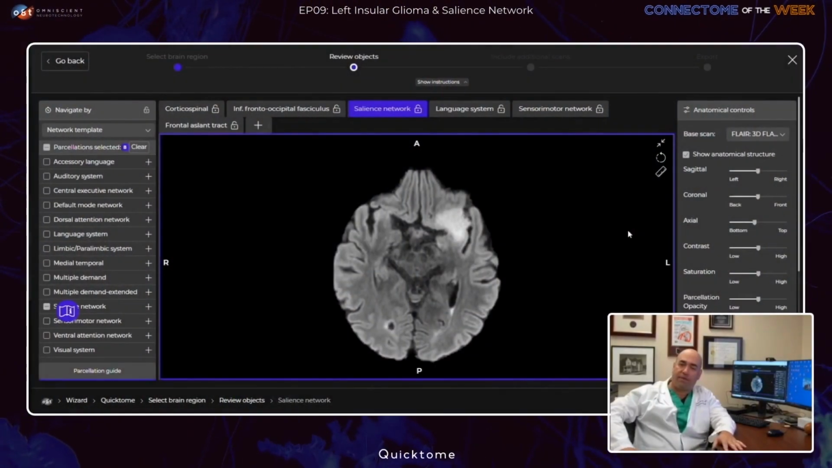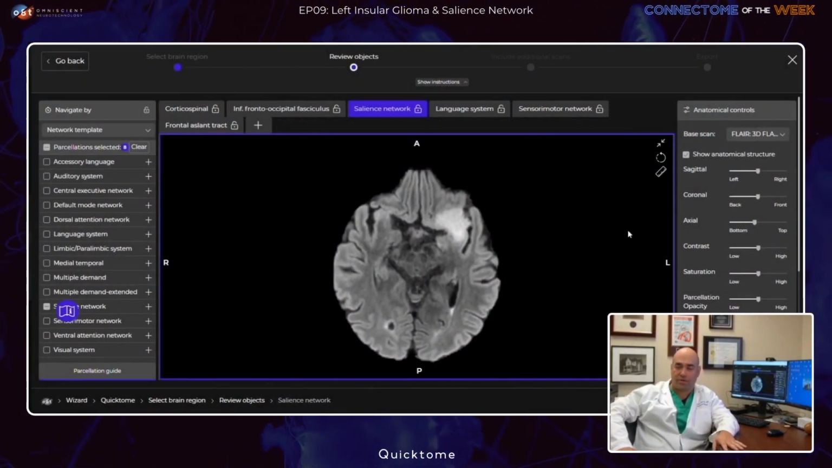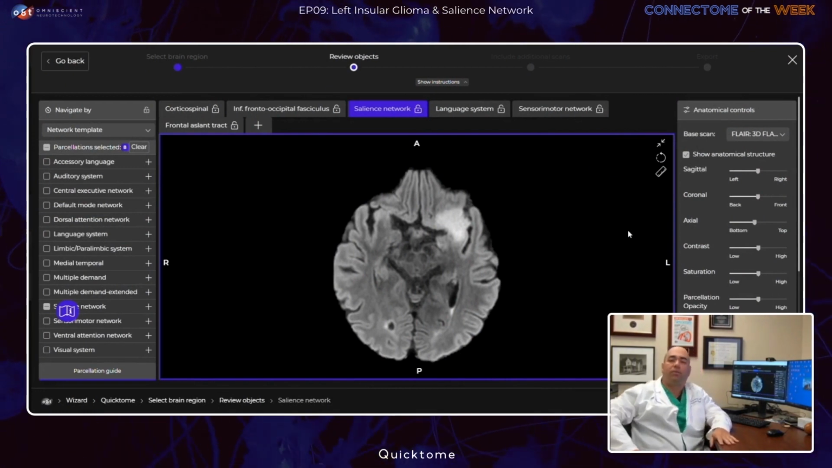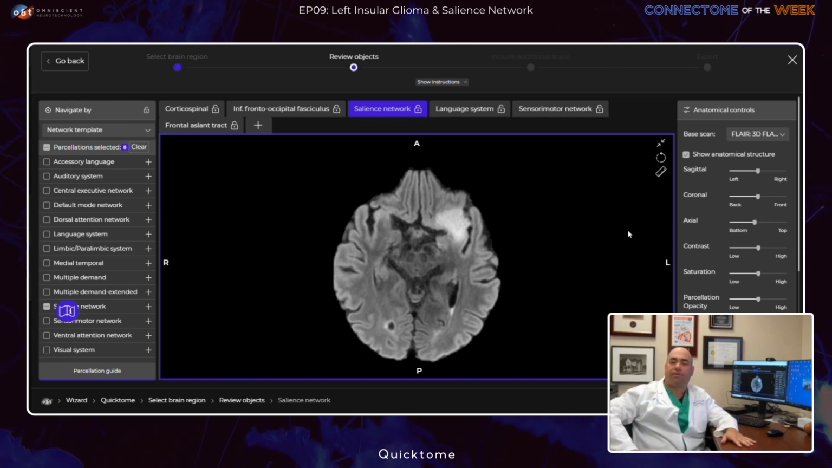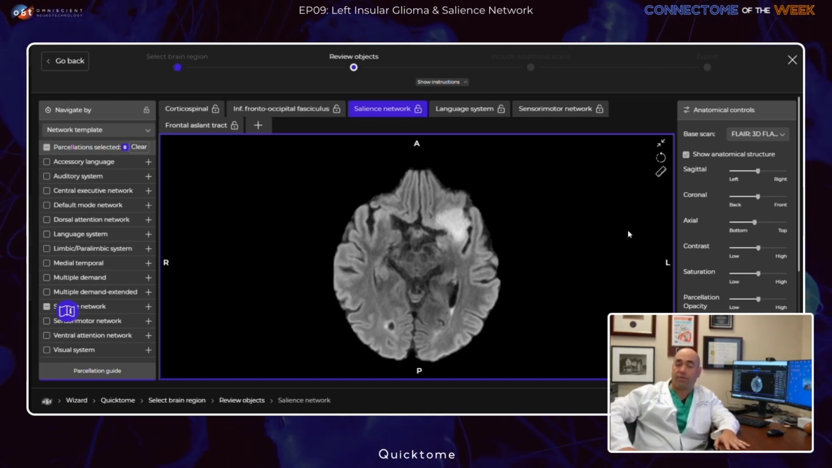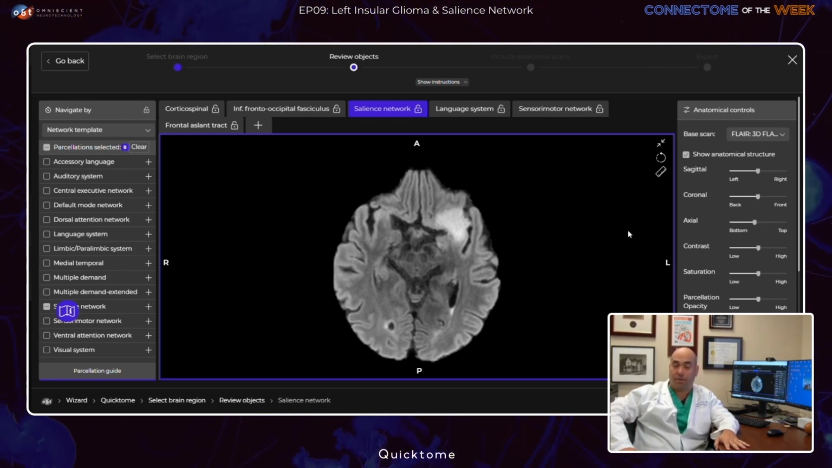My name is Simon Hanft. I'm a brain tumor surgeon here at Westchester Medical Center. And what I have for you today is Connectome of the Week. In particular, we have a case of a 72-year-old male with a left-sided dominant insular glioma.